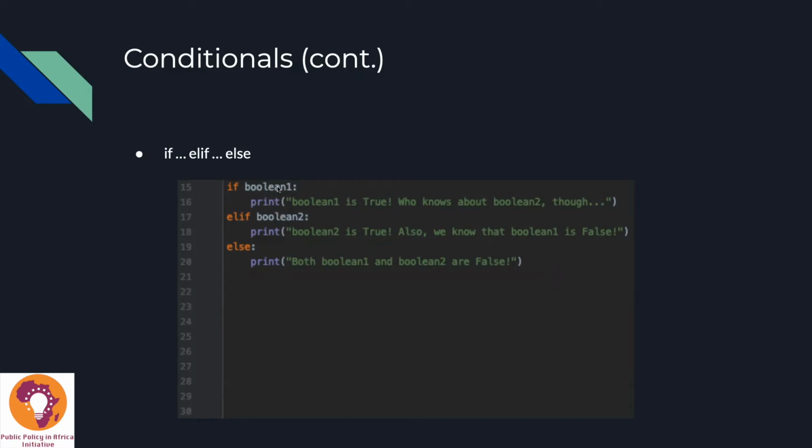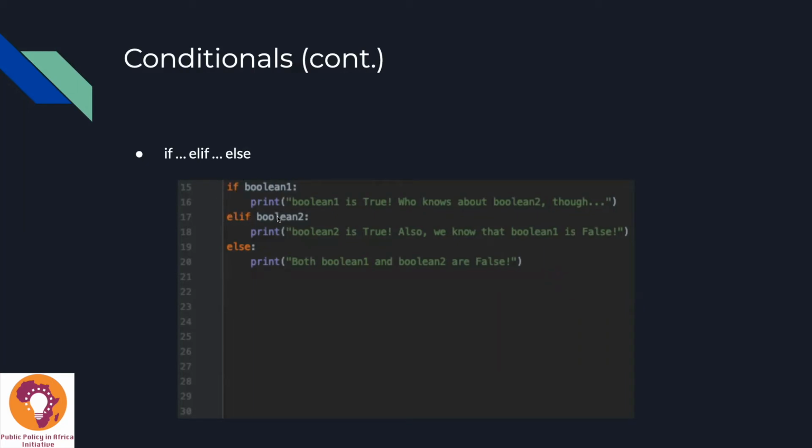So Boolean 1 is false, we skip to line 17, and check if Boolean 2 is true. If Boolean 2 is true, then we say Boolean 2 is true. Also, we know that Boolean 1 is false. The reason we know Boolean 1 is false is because we made it to line 17. We only evaluate line 17 in the case that line 15 evaluates to false.